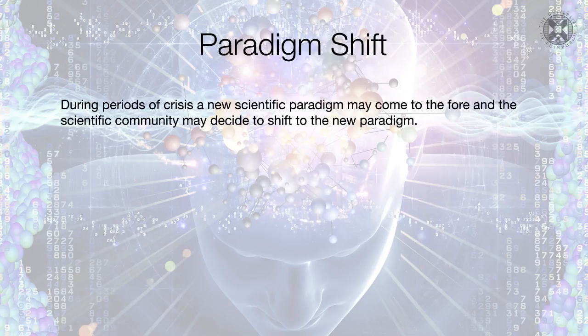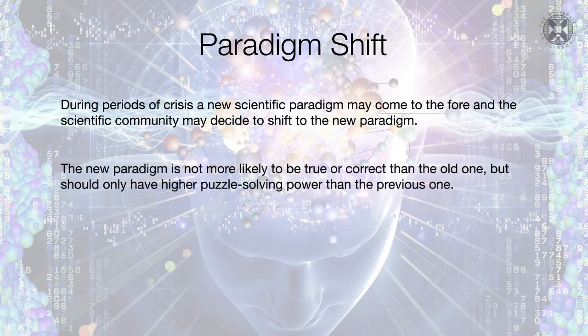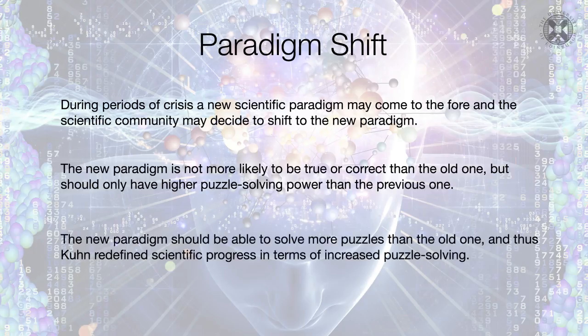Kuhn, however, stressed how the paradigm shift, or the process of theory choice, is not dictated by the superiority of the new paradigm over the old one. On the contrary, Kuhn claimed that the new paradigm should only be able to have a higher puzzle-solving power than the previous one. So the new paradigm should be able to solve the anomalies, the puzzles that the previous paradigm wasn't able to solve. In this way, Kuhn redefined the whole idea of how science progresses, not in terms of scientific theories being true or more likely to be true, but in terms of their capacity for solving puzzles and problems.